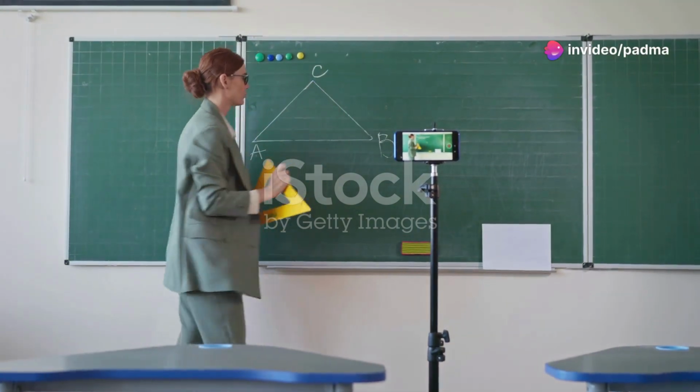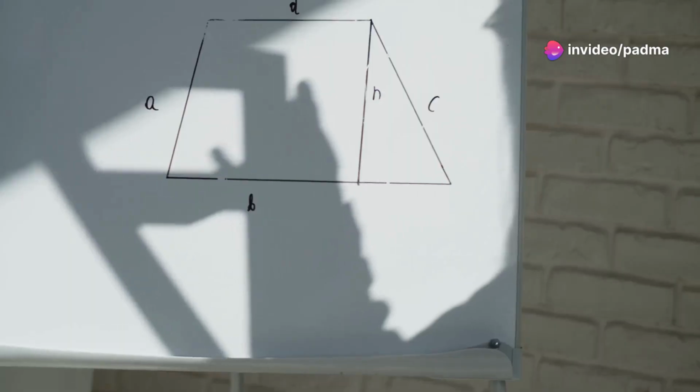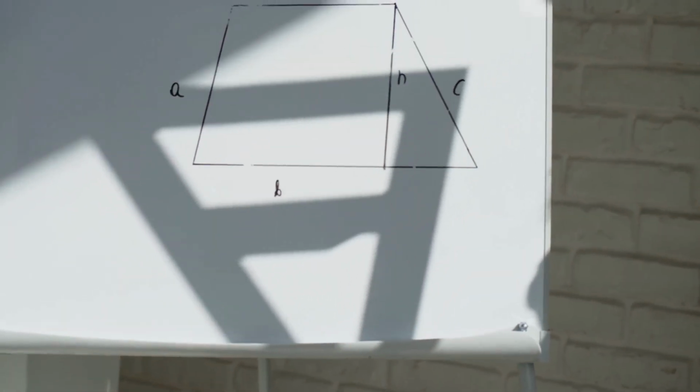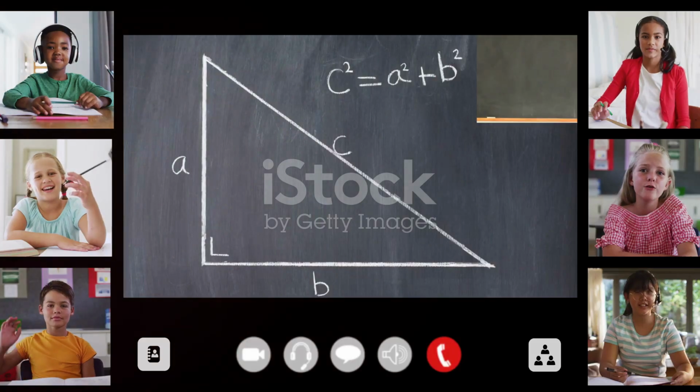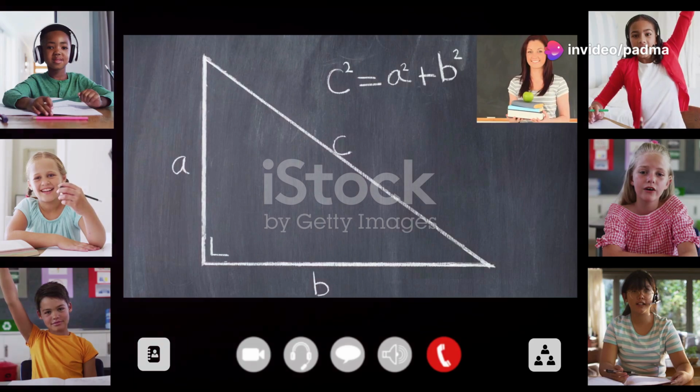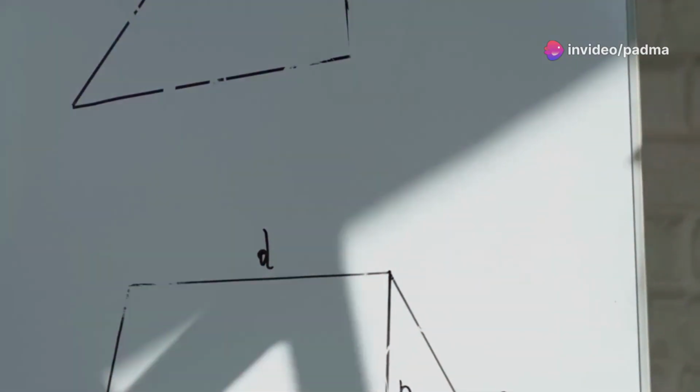Trigonometry is a branch of mathematics. It deals with triangles. Specifically, it explores the relationships between the angles and sides of triangles. Trigonometry might sound intimidating, but it's really about understanding the proportions within triangles. These proportions remain constant no matter the size of the triangle.